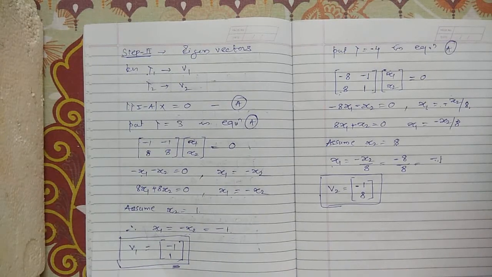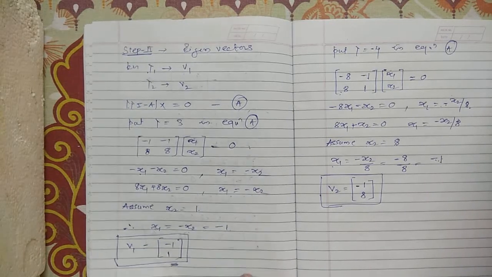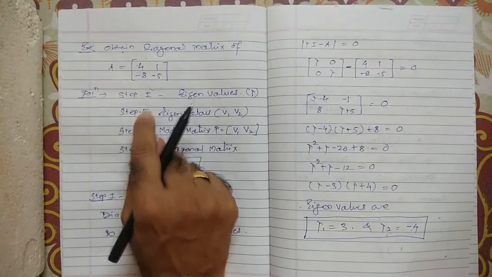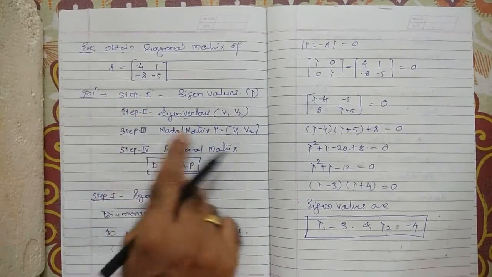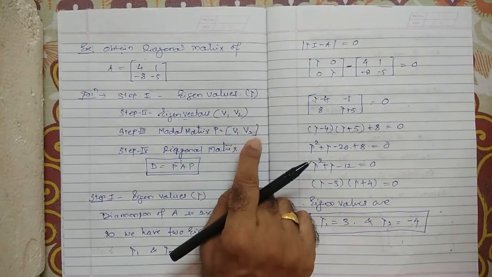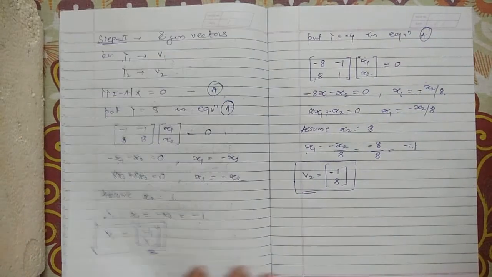Now I have the two lambda values, lambda 1 and lambda 2, and the corresponding v1 and v2 that we have calculated. Now we will see the modal matrix. Step 3. Step 1 and step 2 we have completed. Now we will see the modal matrix, that is P. P equals what? V1 and V2.